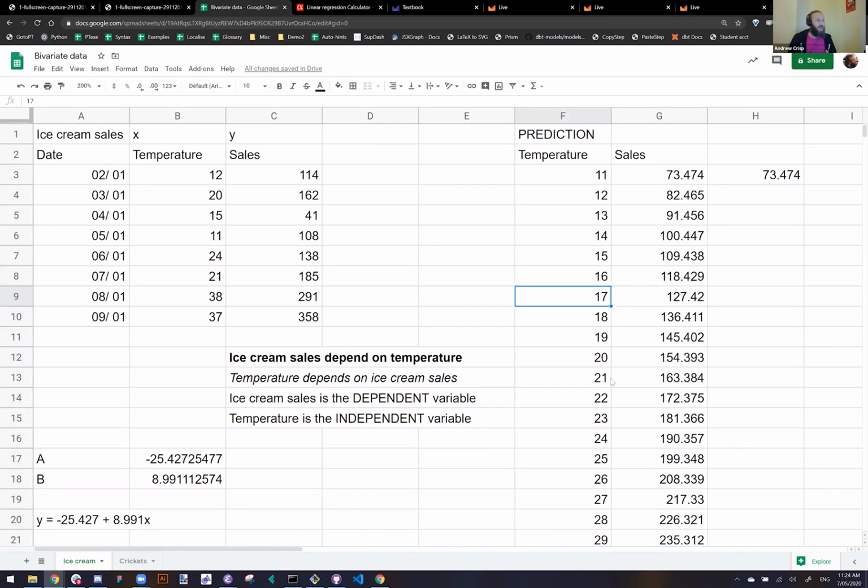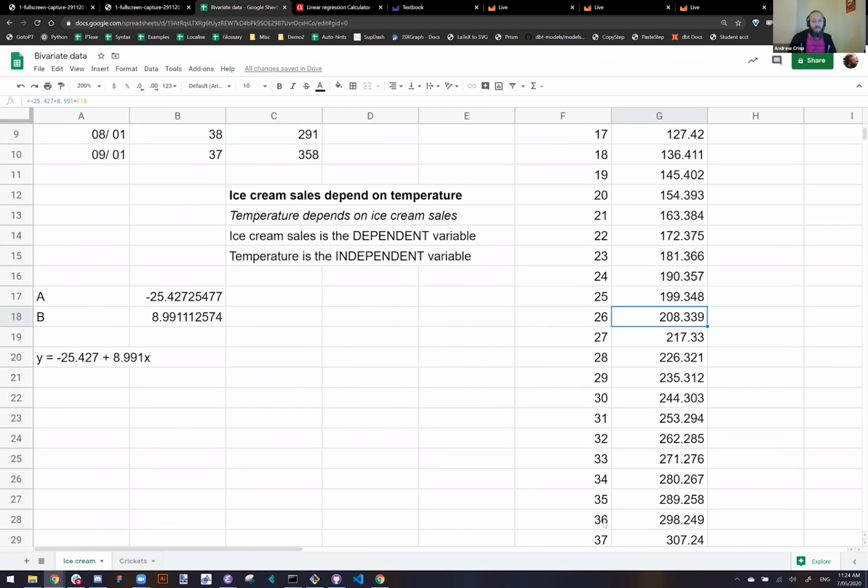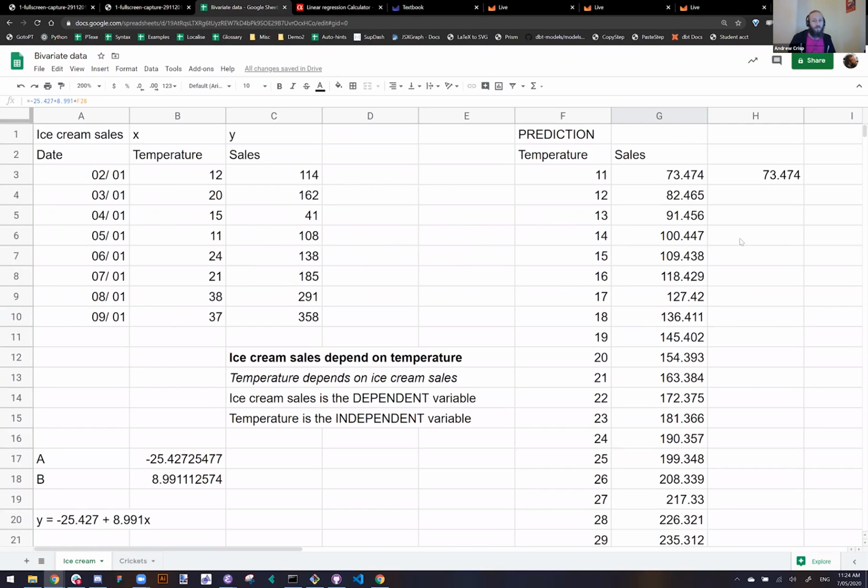So the person who runs the ice cream shop, they hear on the television, tomorrow is going to be 26 degrees. And according to these observations, they should expect around 200 sales. If they hear it's going to be 36 degrees, it's going to be around 300 sales.